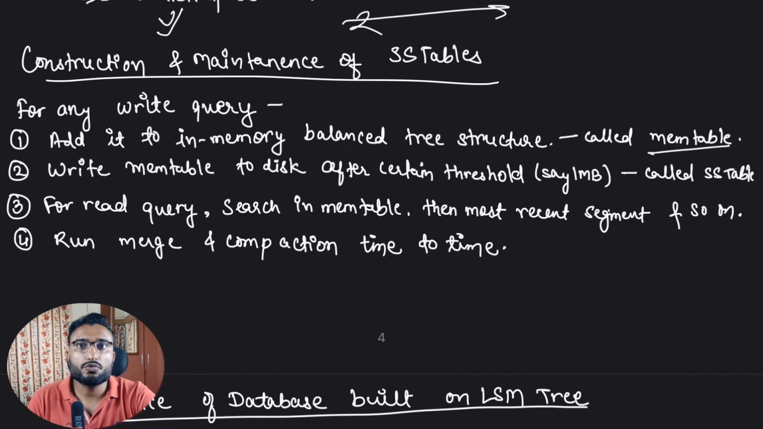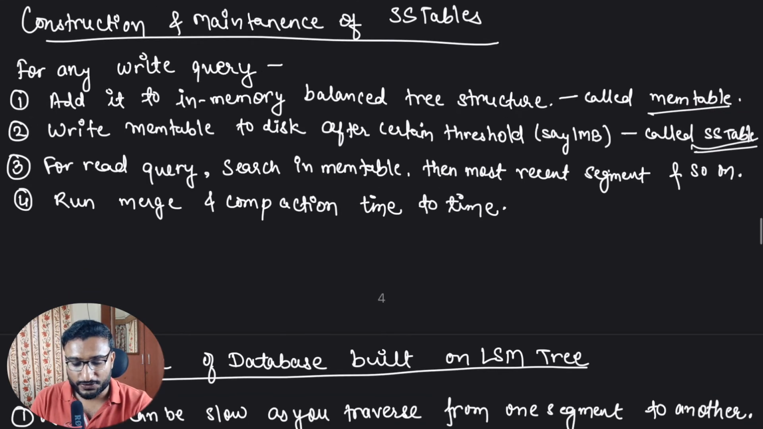So to maintain that, you can use a balanced tree data structure, and then after a certain threshold, ठीक है, let's say 1 megabyte or 1 kilobyte, you will move this data to disk, which is called SS table. The same mem table is transferred to disk. It was in memory, so we called it mem table. It is on disk, so we are calling it SS table.